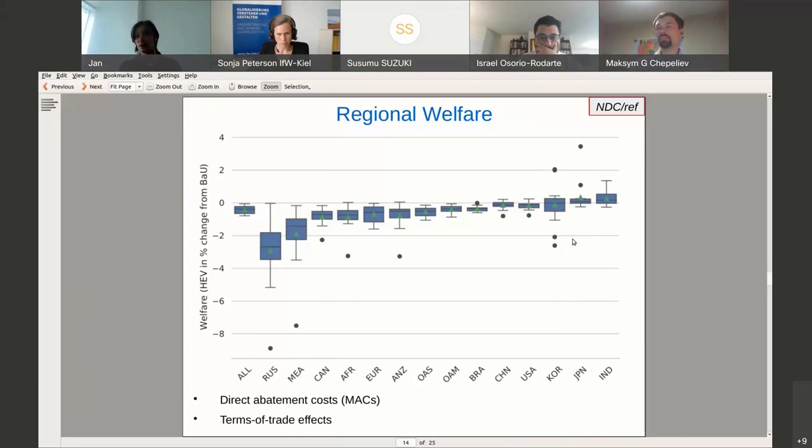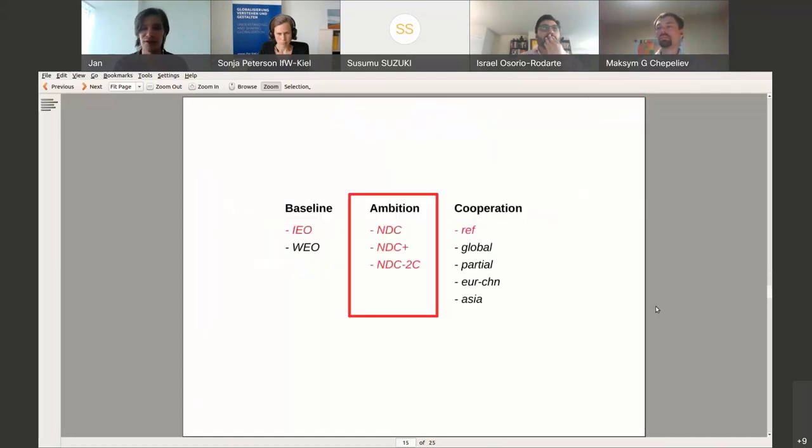And for example, for Korea, which had the highest emission reduction targets, we see a wide spread of results, but even strong positive outcomes. This is because they are importers of oil and gas, which become cheaper, and are exporters of emission intensive products to some degree, which can benefit them on international markets, depending on the degree of substitutability of their exported goods. So that's the main takeaway here: we see a strong overlay of terms of trade effects and direct abatement effects.